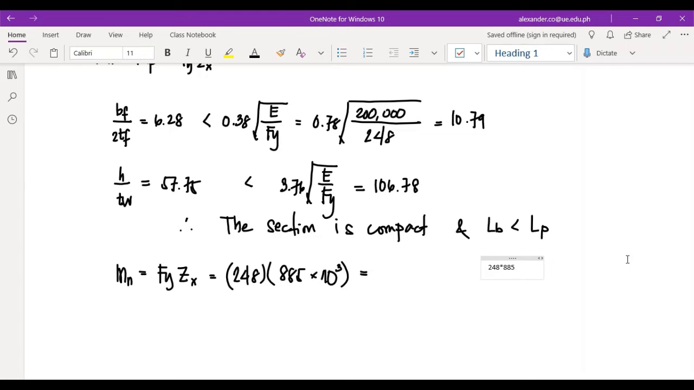Paano ba yung times 10 raised to 3 dito? Hindi ko alam. Bale, ito na. Diretsuhin na lang natin. 248 times 885 times 10 raised to 3. And the answer is 219.48. O bakit ganun? Kasi gagawin ko na ng kilonewton meter. Okay? Kasi this will be Newton millimeter eh. So times 10 raised to 6 ang lalabas. Okay, so nandyan na tayo.